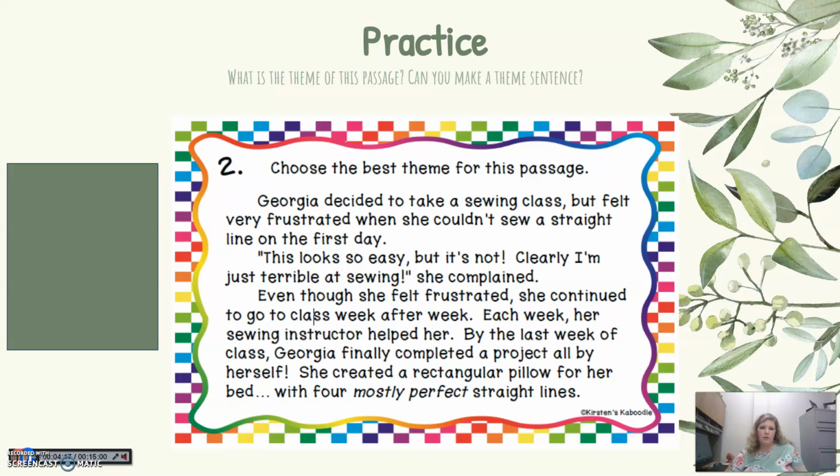So here we go. Georgia decided to take a sewing class, but it felt very frustrating when she couldn't sew a straight line on the first day. "This looks so easy, but it's not. Clearly, I'm just terrible at sewing," she complained. Even though she felt frustrated, she continued to go to the class week after week. Each week, her sewing instructor helped her. By the last week of class, Georgia finally completed a project all by herself. She created a rectangular pillow for a bed, with 4 mostly perfect straight lines.